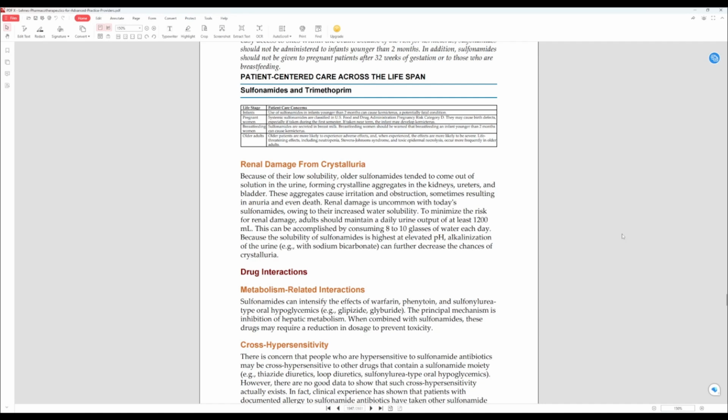To minimize the risk for renal damage, adults should maintain a daily urine output of at least 1200 mL. This can be accomplished by consuming between 8 to 10 glasses of water each day. Because the solubility of sulfonamides is highest at elevated pH, alkalinization of the urine can further decrease the chance of crystalluria.